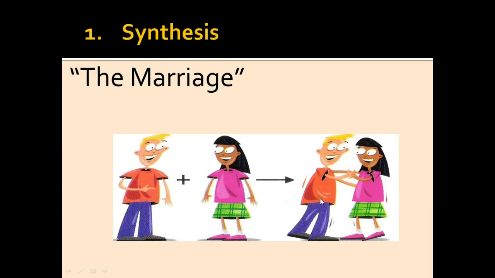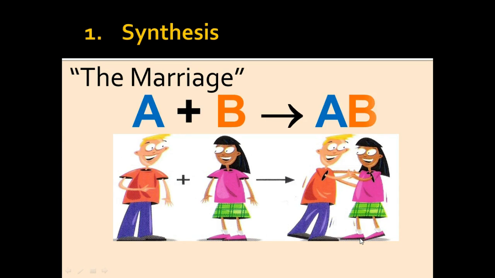And so here's the first reaction. We have synthesis, and you could think of this as the marriage. So in a marriage, there's one boy and one girl, and pretty much they just get together and voila, you have a couple. That's the same thing in synthesis. You have 2 different elements or compounds, and then they combine and form only one product. So that's the important part. In synthesis, there's only one product.